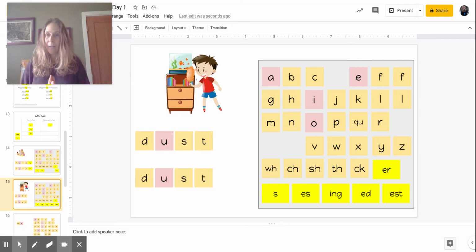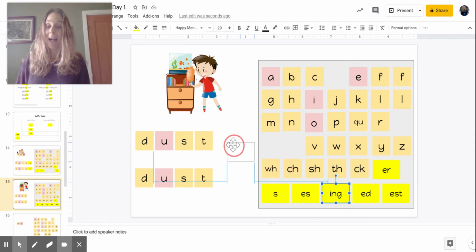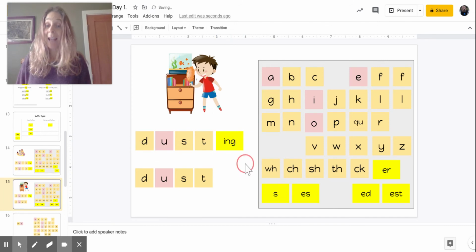What's that little guy doing? He is dusting. Here's our base word here. Let's tap it out. d, u, s, t, dust. Our base word is dust. He's doing it right now on the screen. So we need to say he is dusting the fish tank. So I'm going to add my ing suffix to the end of the word dust. And now that makes the word dusting.